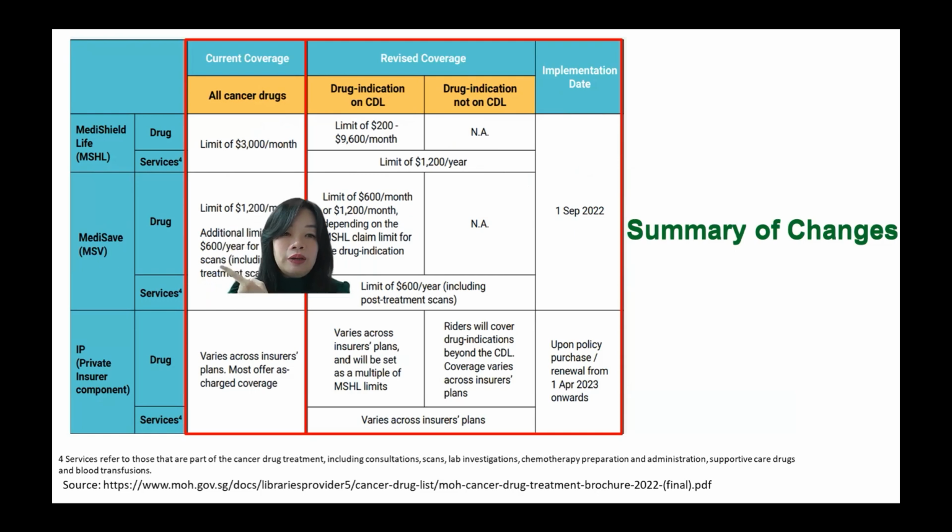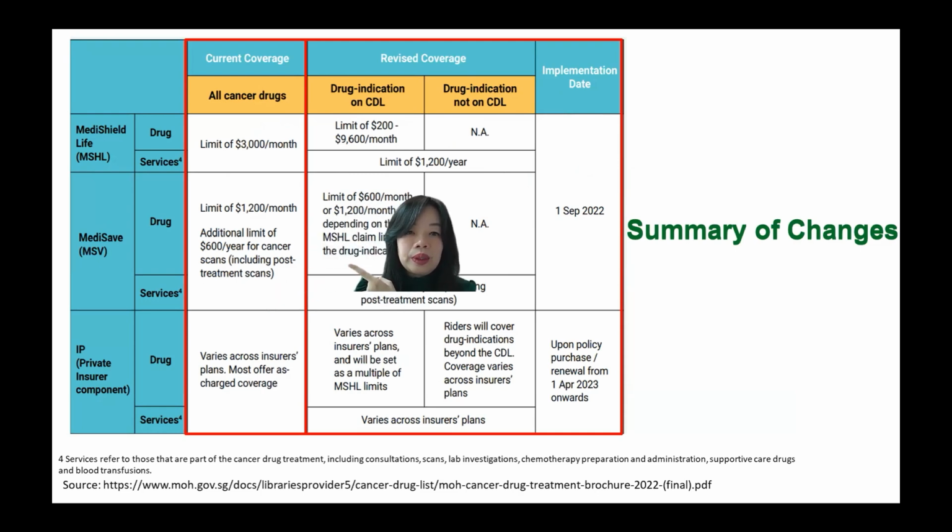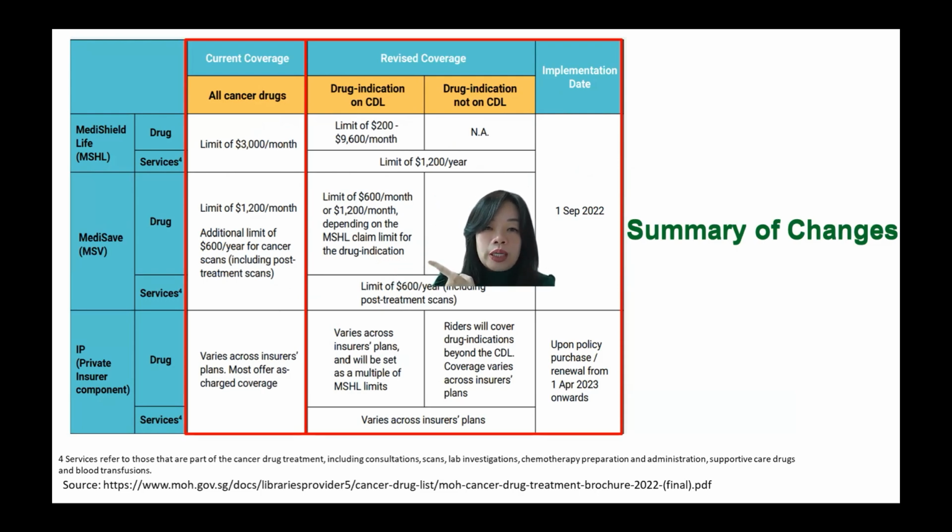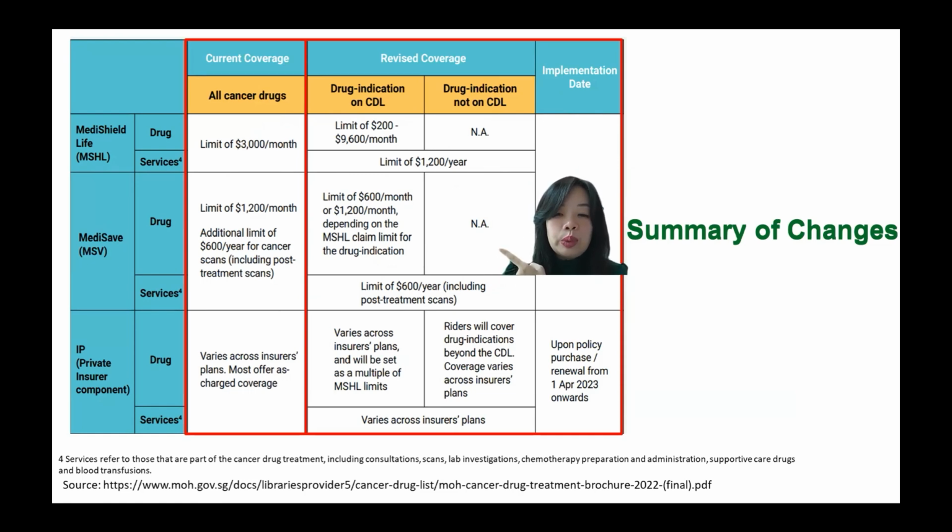Okay, so under the Medisave, the limit for the drugs and services will be $1,200 per month, or an additional limit of $600 per year for cancer scans, including the post-treatment scans. After the revision, the limit of $600 or $1,200 per month depends on the MediShield Life claim limit for the drug indication. Same thing: if it's not under the cancer drug list, it will not be claimable. For services, the limit is $600 per year, including the post-treatment scans.